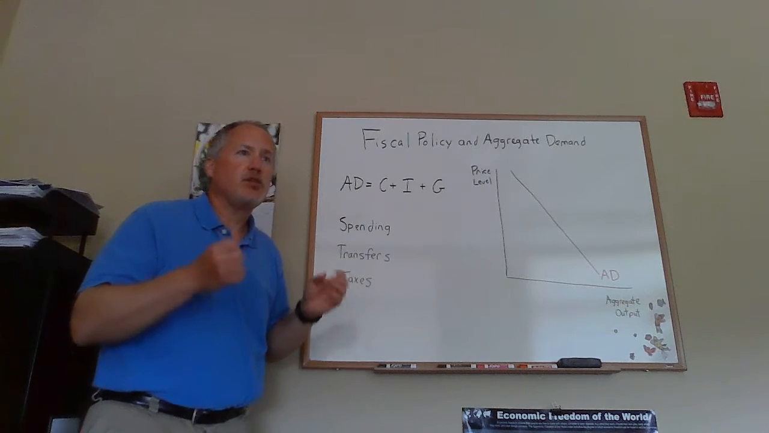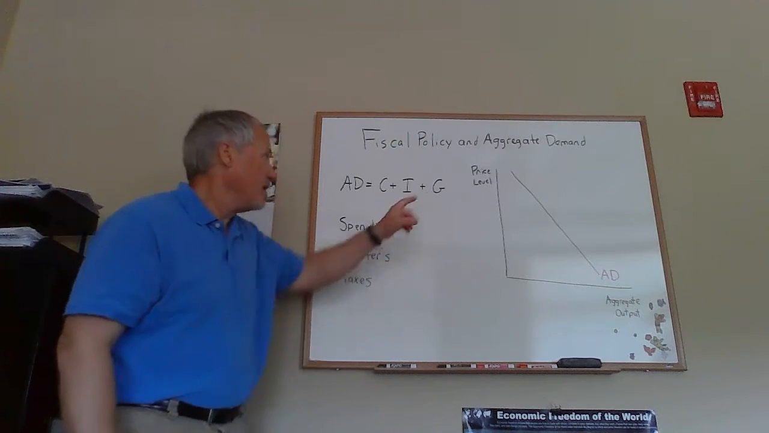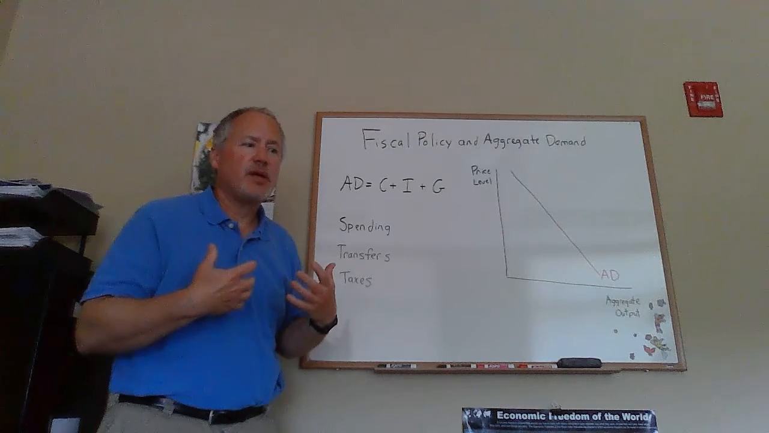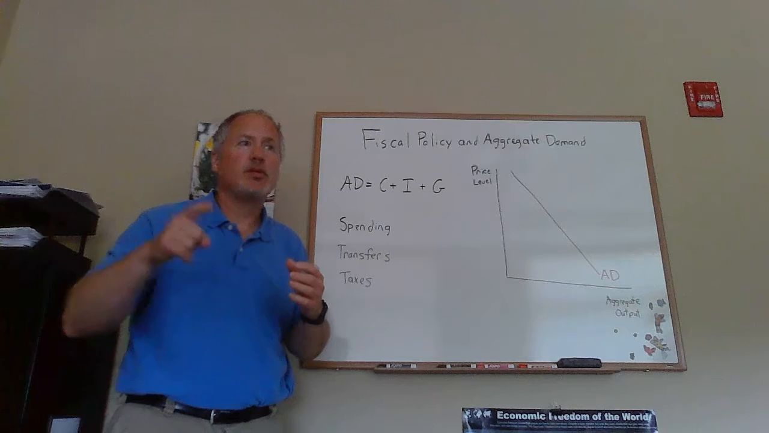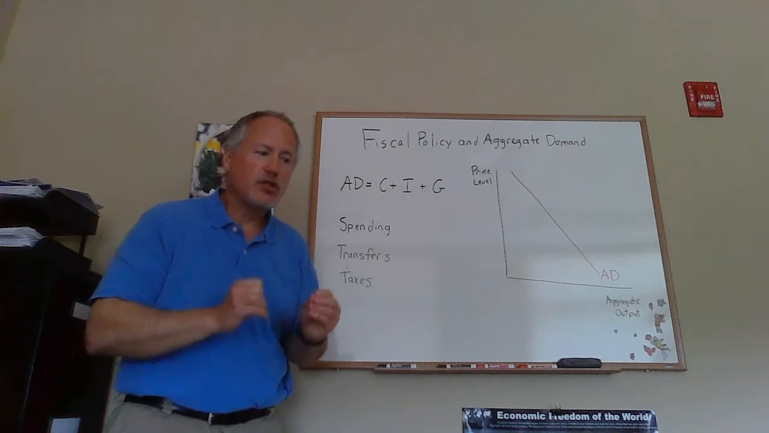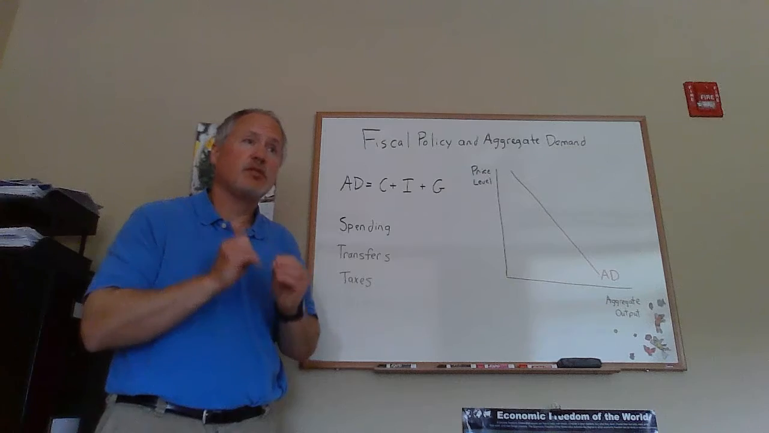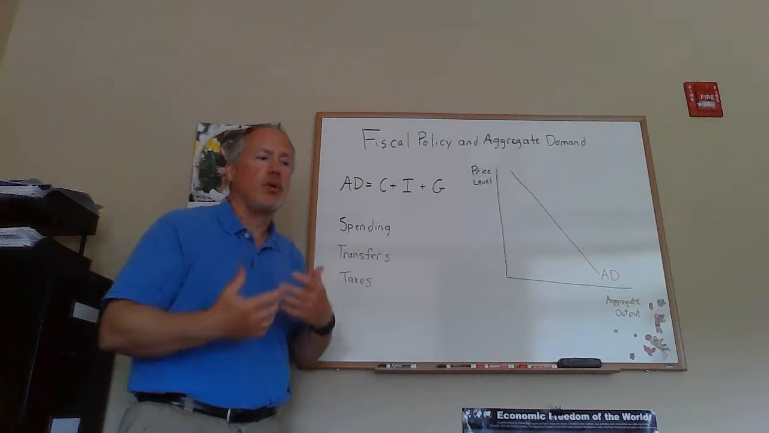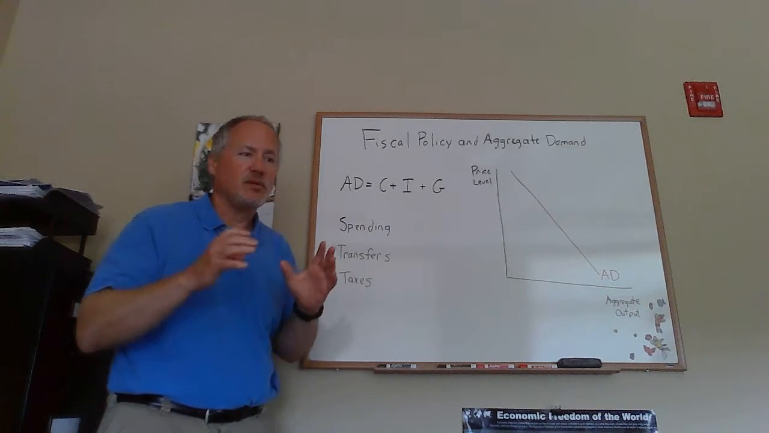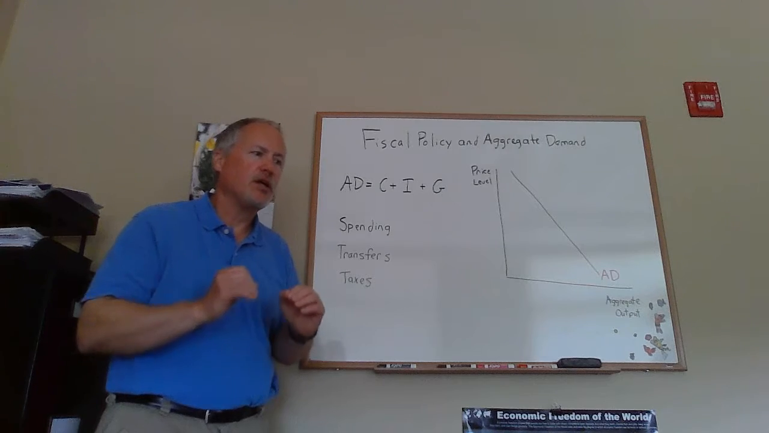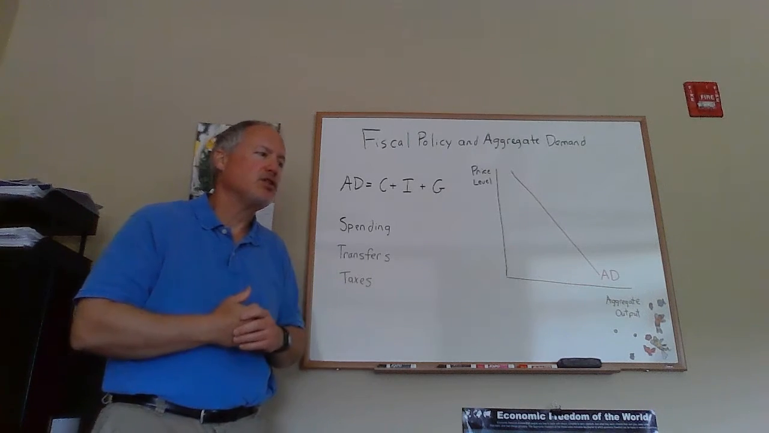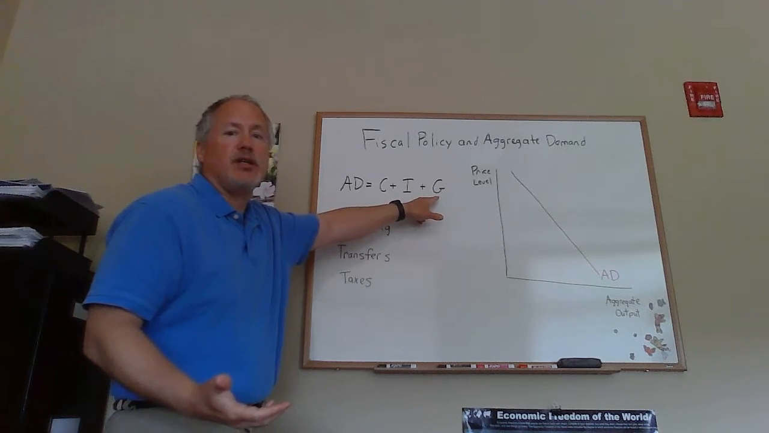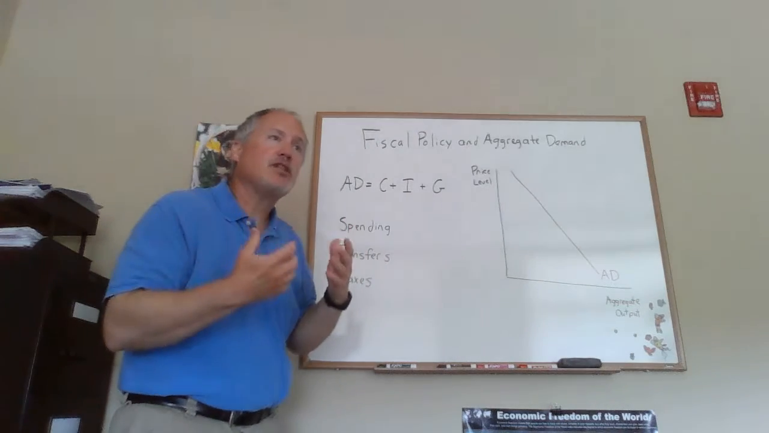Now, I make the distinction between spending and transfers because this G here, if you go back to chapter 6 when we defined gross domestic product, the G in C plus I plus G plus NX is government purchases of goods and services. So this would be government spending on things like roads, building post offices, or the military, where the government is spending money to actually get command over goods and services.